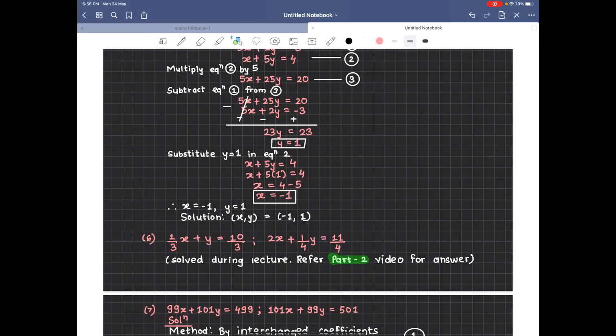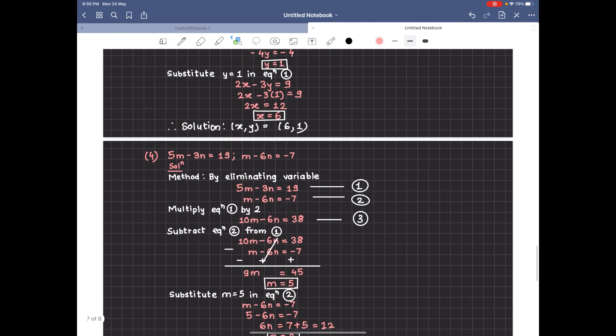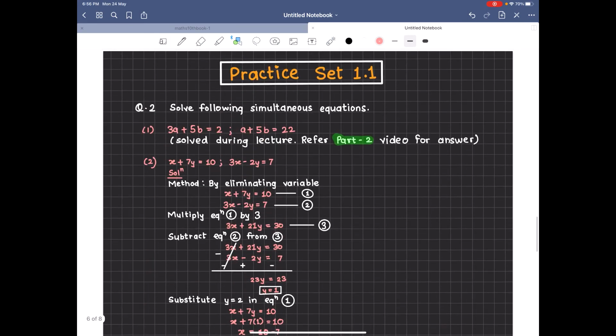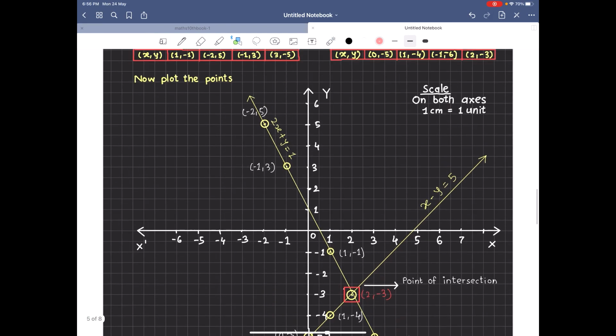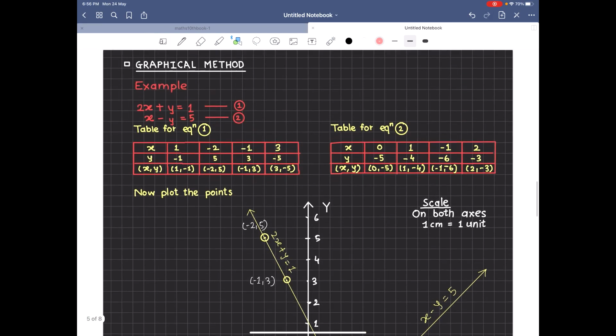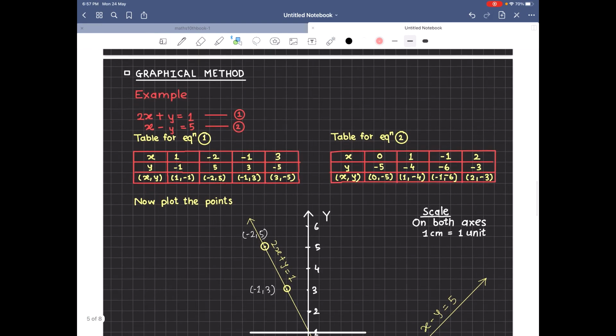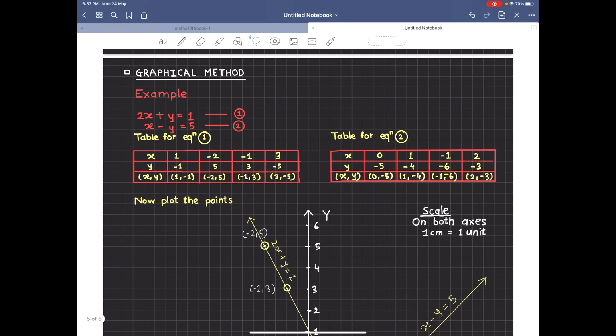See here, I have provided that in the handwritten notes also. See, this is the example. Okay, what is your example? 2x plus y is equal to 1, equation 1, and x minus y is equal to 5, that is equation 2. You have to solve these two equations by graphical methods.